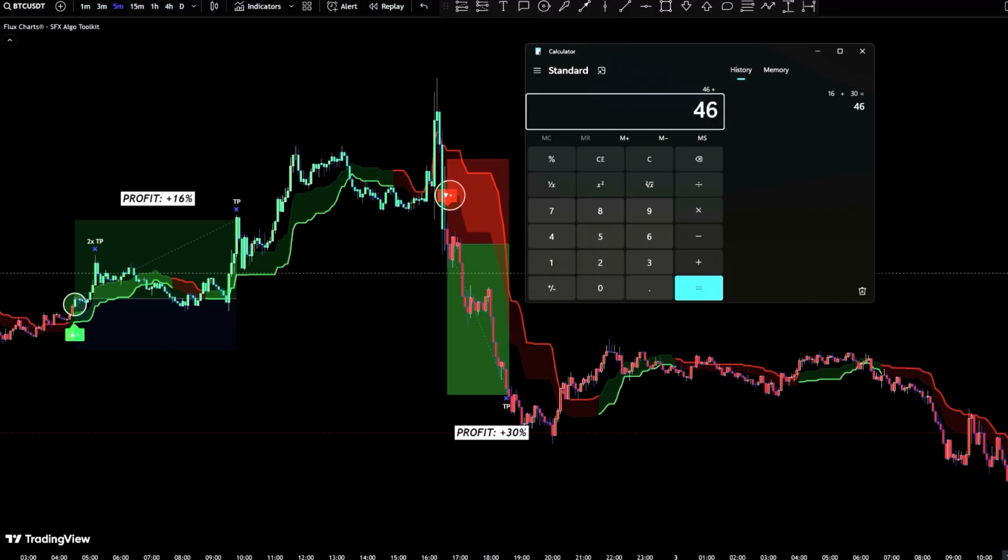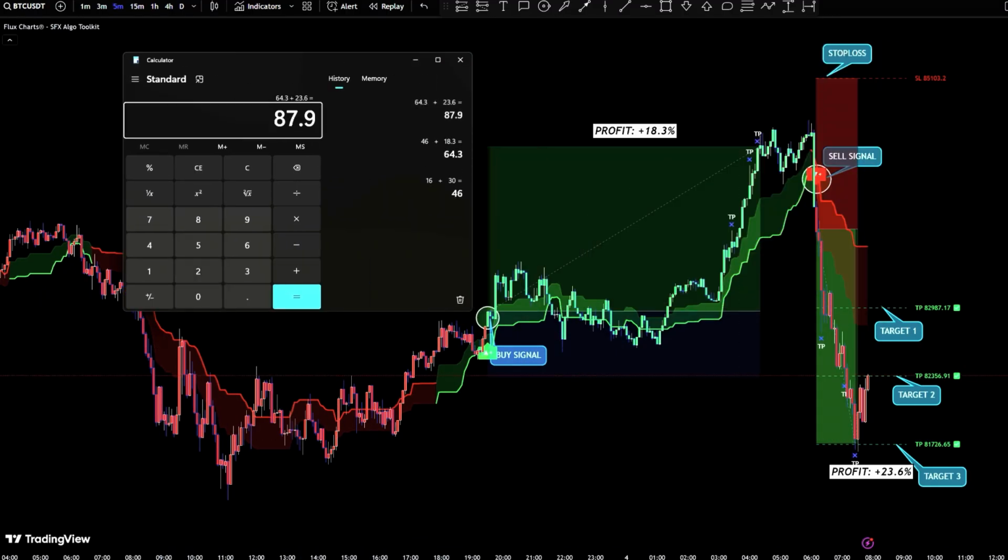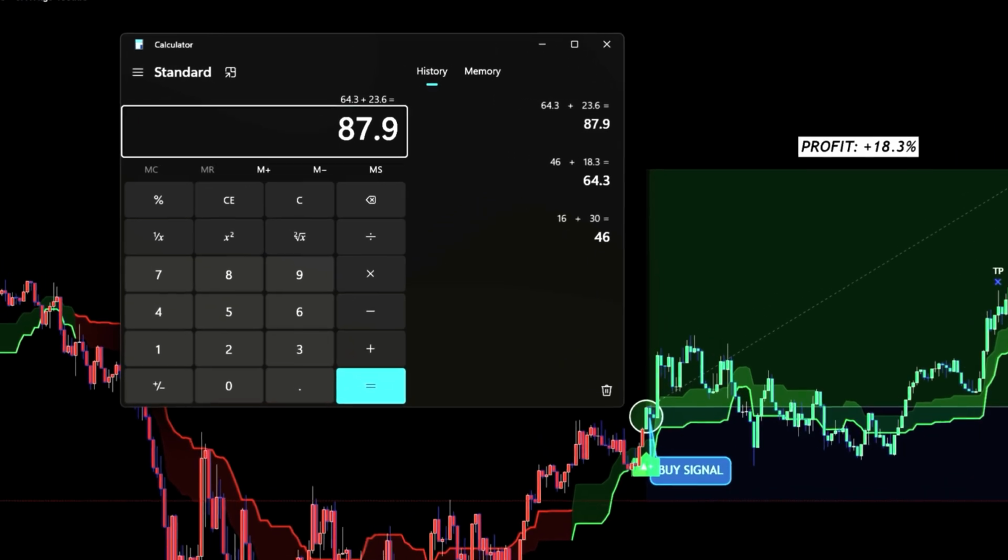Across these 4 trades, the profits added up to 87.9%, all based on the tool signals and levels.